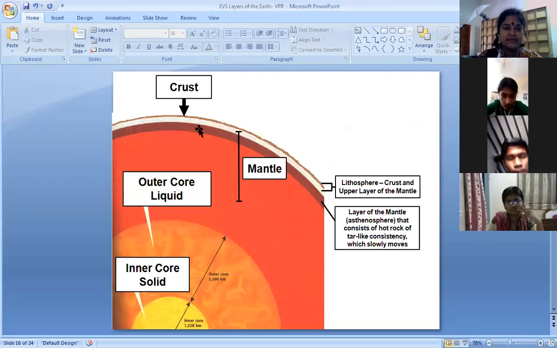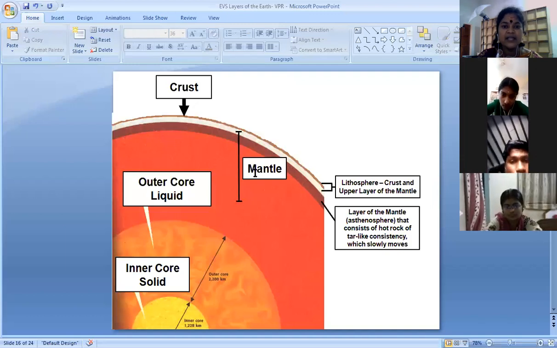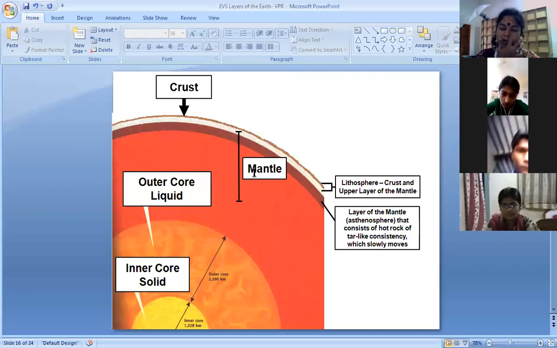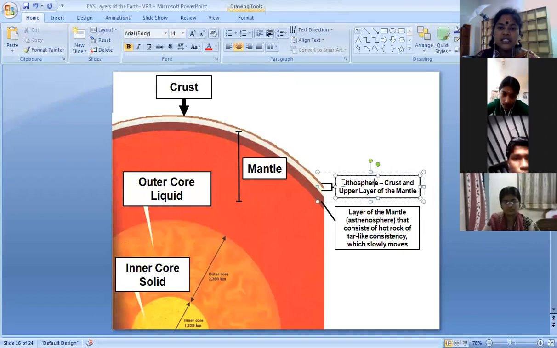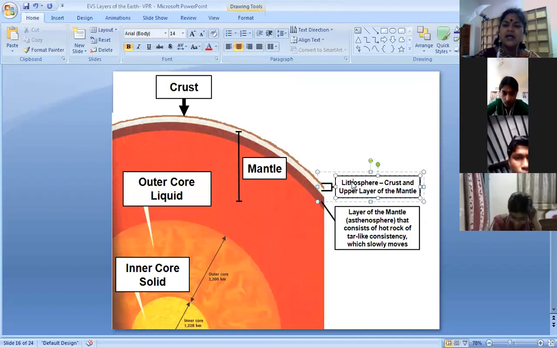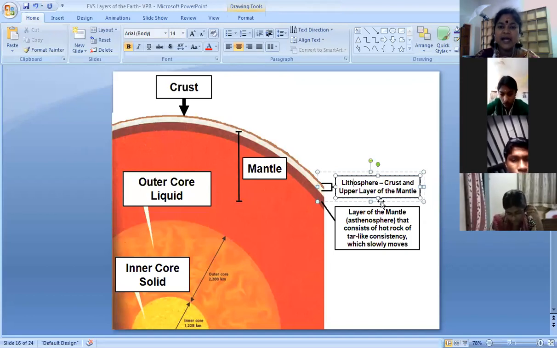Then look at this picture. Crust, you have seen. Mantle, it is the thickest layer. It composes, of course, 70% of the Earth's components, I told you. Then lithosphere. Litho means stone, stony part, and sphere means earth. It would be very hard. Crust and upper layer of the mantle, the lithosphere we call. Okay.